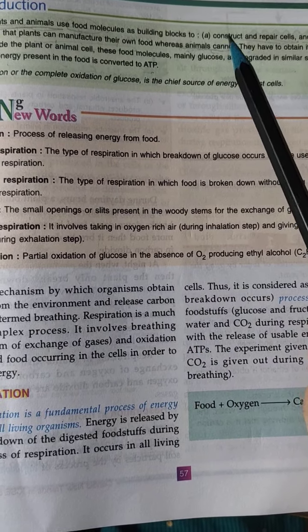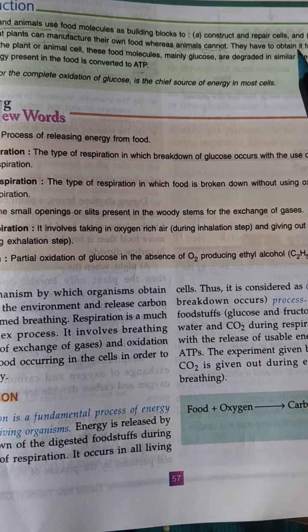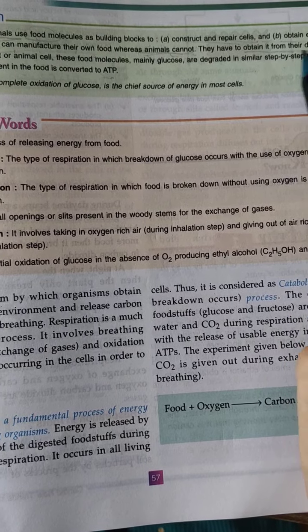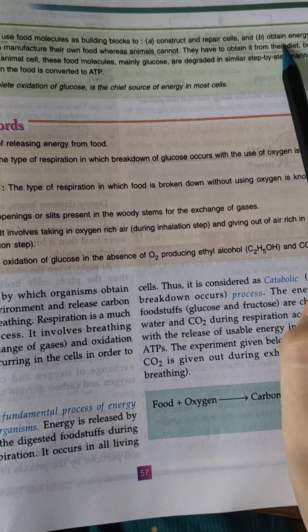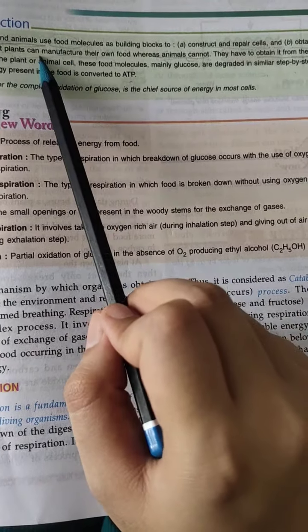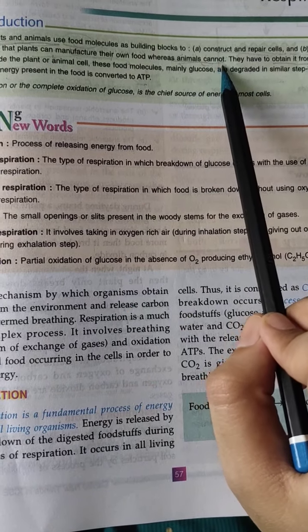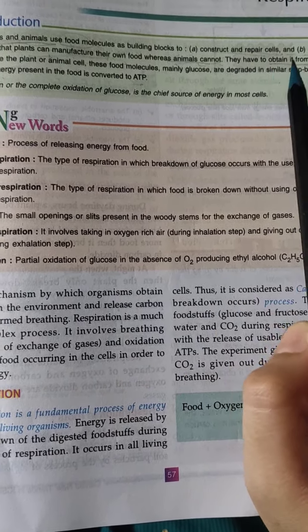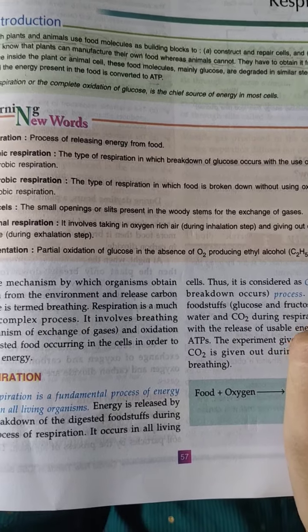So, what happens in case of animals? They obtain it from their diet, through the food that either plants produce or from the food they get from other animals. So they obtain it from their diet.